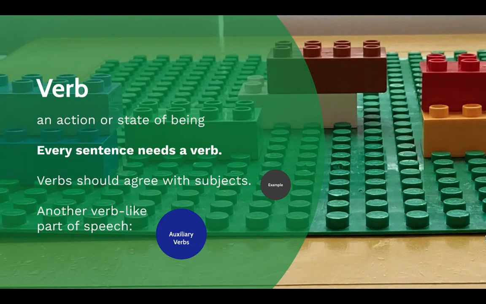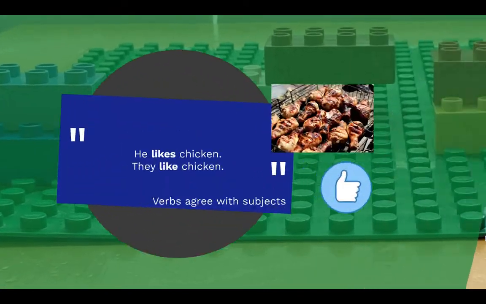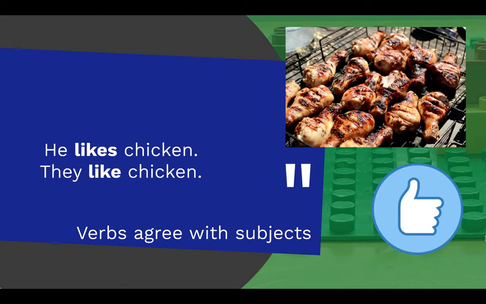You always need a verb to create a sentence in English. Verbs should agree with the subject. For example, he likes chicken, and we say they like chicken. Notice how the verb changes with the subject.